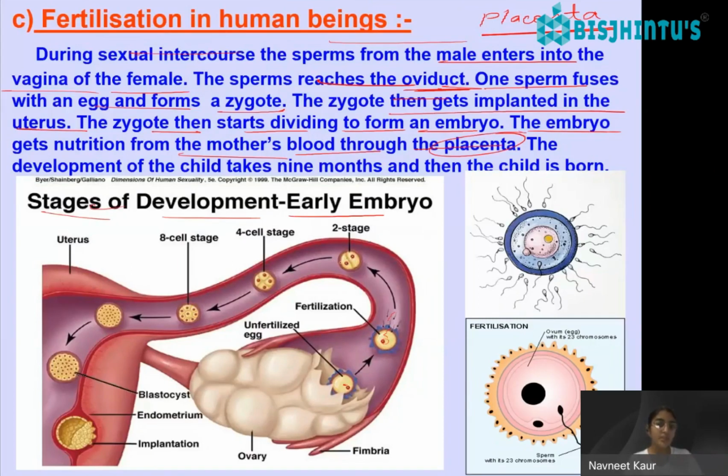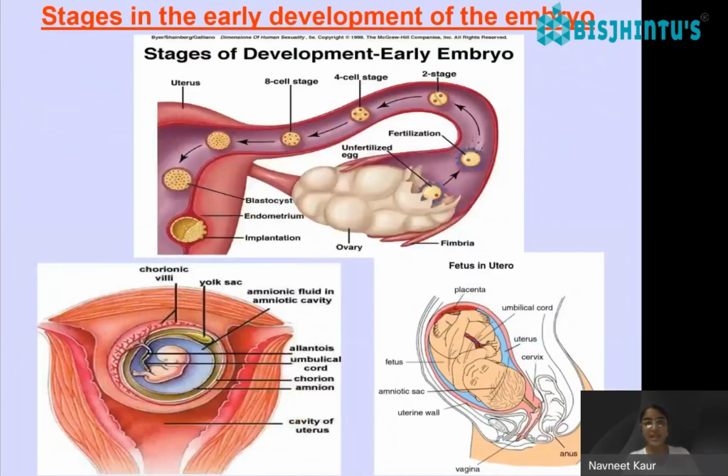Again, when we go ahead, here there are two stages, meaning the cell division has happened a single time and there are 2 cells here. Then there is the 4 cell stage, with 4 cells here. Then it becomes 8 cells, and then it starts to implant inside the uterus, and this wall is called the endometrium. Here implantation takes place and the structure which is getting implanted is the blastocyst. It will come here and get implanted into the endometrium, or we can say the uterine wall of the female. So this was about fertilization in human beings.